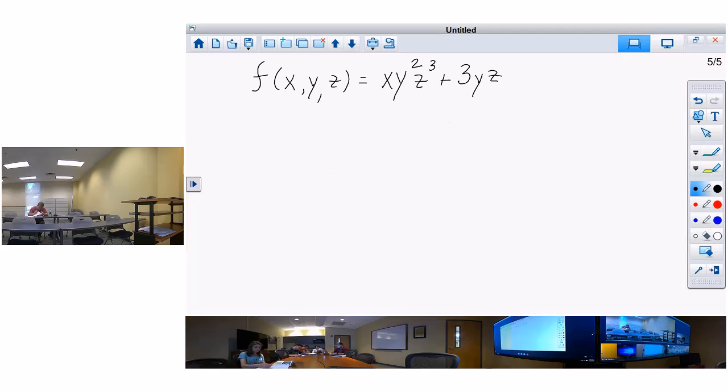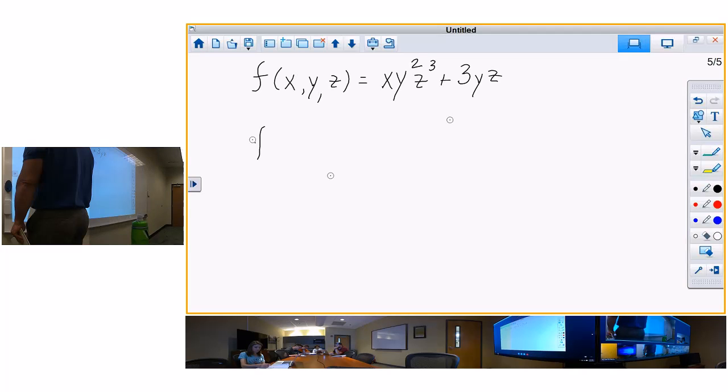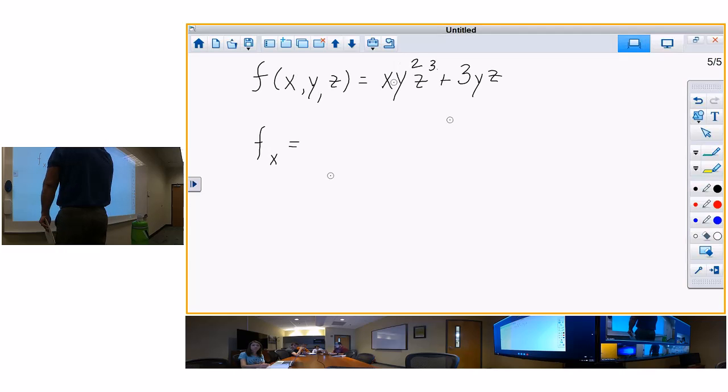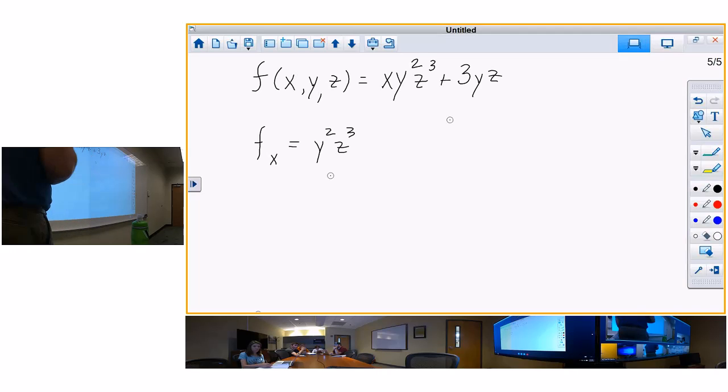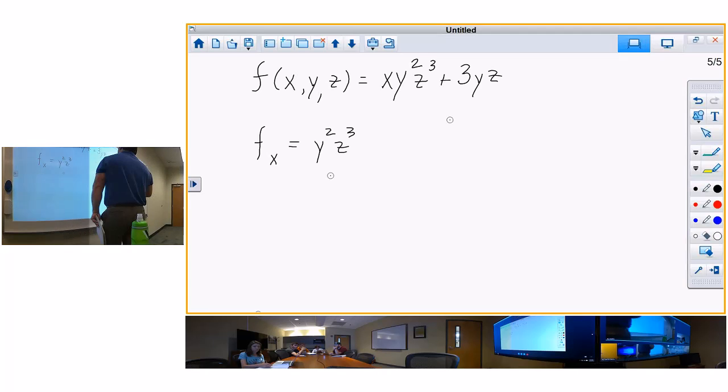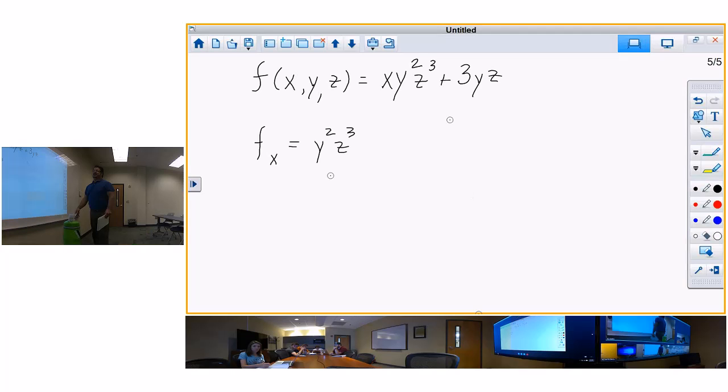So f of x is going to be equal to, well, these two would be the same as 4x, right? Treat that as a 4 and that as an x. So what's the derivative of 4x? 4. So 4 is equal to y squared z cubed plus, well, this doesn't have an x in it, so you're not taking the derivative of it. If you're not taking the derivative of it, what does it do? It just comes down.